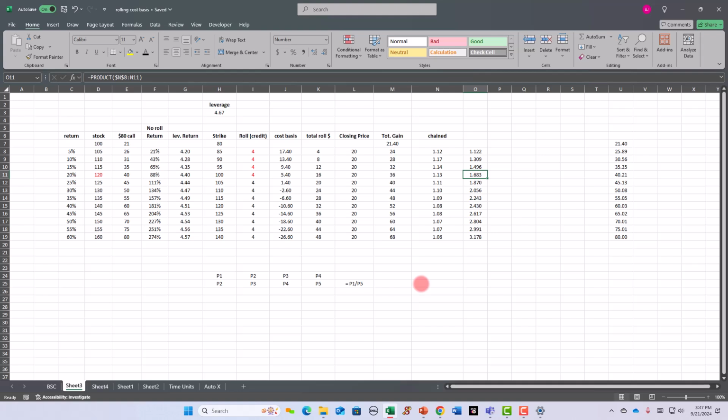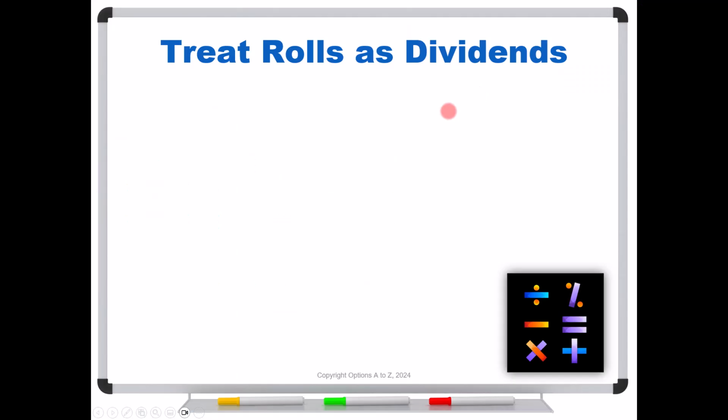But anyway, that's really what I wanted to show, is how to calculate your cost basis when you are rolling. Treat it just like you would a share of stock, as if these were dividends instead. All right, so let's close with a quick example. Again, the main idea is to remember to treat your rolls, all of that rolling cash, as dividends.